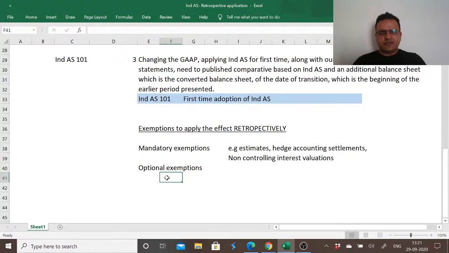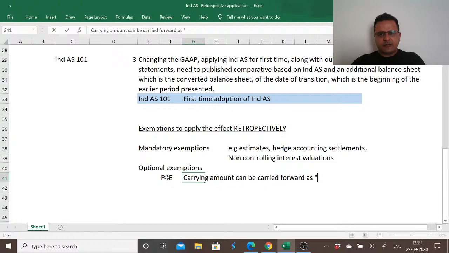Examples were like property, plant and equipment. Whatever was the carrying amount can be carried forward as deemed cost under Ind AS. Suppose there is foreign currency translation reserve. There is an option to reset it to 0.